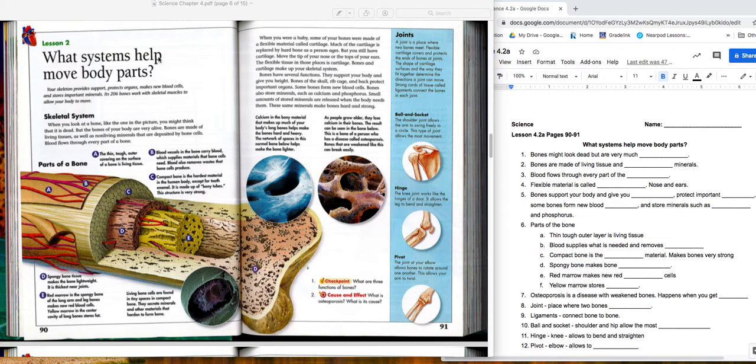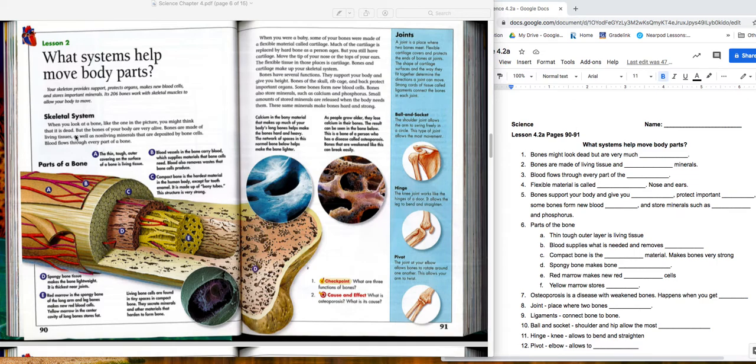The overall question is, what systems help move body parts? Your skeletal system provides support, protects organs, makes new red cells, and stores important minerals. Its 206 bones work with skeletal muscles to allow your body to move. So answering your questions, you have a skeletal system, we'll talk about that today. You also have a muscle system, we'll talk about that one tomorrow. 206 bones in the adult body. A baby is born with more bones. We'll learn that some of those bones fuse together and form one bone in an adult.